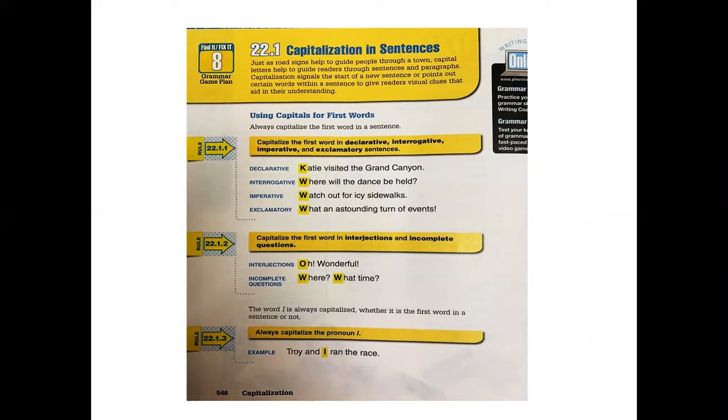Rule number 2 says, capitalize the first word in interjections and incomplete questions. For example, in interjections, if it is "Oh! Wonderful." If there is an exclamation mark after the interjection, the next word that you write will be capitalized along with the interjection. Obviously the interjection is the first word, but the next word would also be capitalized because it is after the exclamation mark. Like here, Oh is capitalized and then Wonderful is also capitalized. Incomplete questions like "Where? What time?" So actually two questions running along. So we have two question marks, and after each question mark, we will capitalize the next word. Okay.